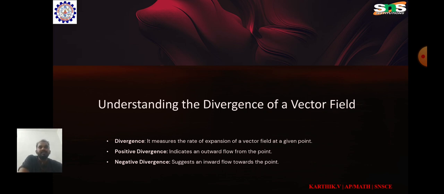Physical interpretation. Positive divergence represents a source where the vector field diverges outward, indicating a net flow away from the point. Negative divergence represents a sink where the vector field converges inward, indicating a net flow toward that point.